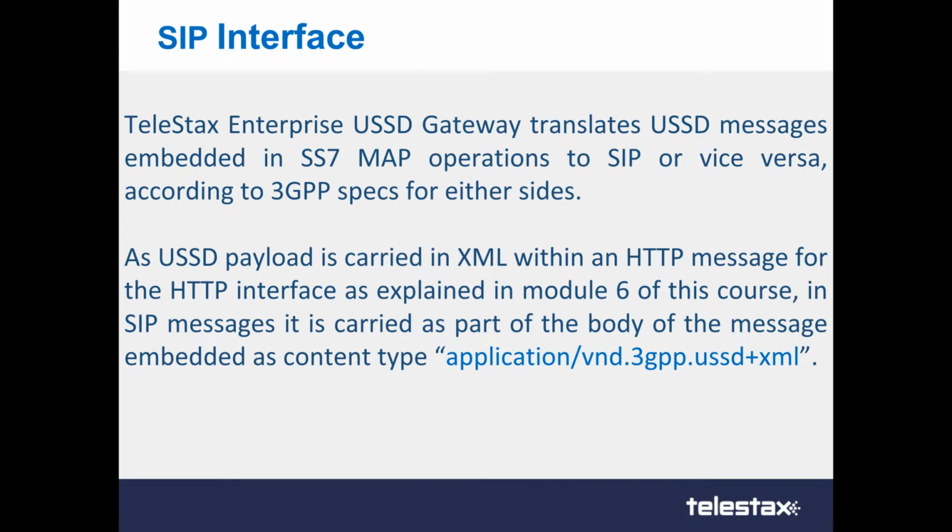TelScale Enterprise USSD Gateway translates USSD messages embedded in SS7 MAP operations to SIP or vice versa, according to 3GPP specs for either side. As the USSD payload is carried in XML within an HTTP message for the HTTP interface, as explained in Module 6 of this course, in SIP messages it is carried as part of the body of the message, embedded as content type application/vnd.3gpp.ussd+xml.